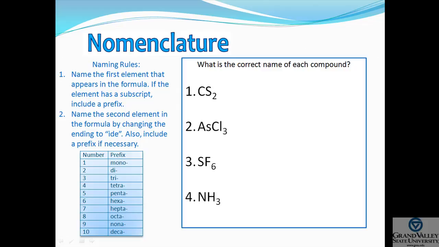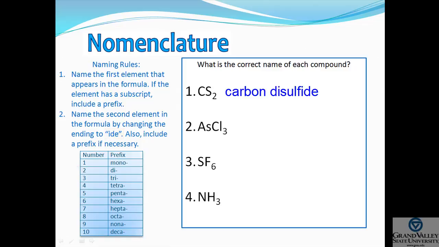For problem number 1, there is only one carbon present in the compound. Therefore, the first part of the compound's name is carbon. The second element in the compound is sulfur. Remember, the second element in each compound ends with "ide." Since there are 2 sulfur atoms in the compound, a prefix is added to sulfide. Therefore, the correct name of this compound is carbon disulfide.